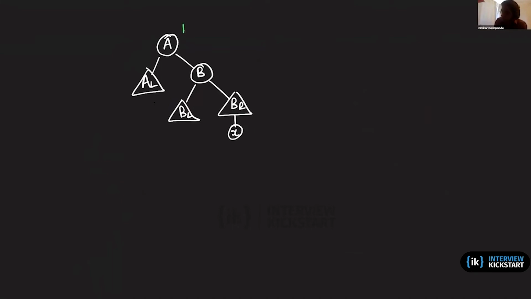What does it mean for things to go wrong? The balance factor must have become -2 at A. What does that mean? That means the height here must have been h. The height here must have been h plus 2. If the height there was h plus 2, that means the height here must be h plus 1. And it was the addition of x which caused the height to become h plus 2. Otherwise, it would have been h plus 1.